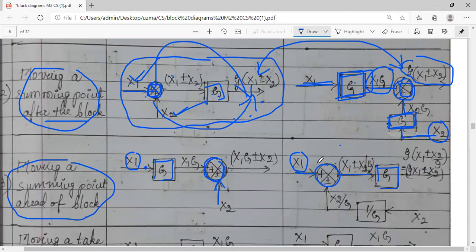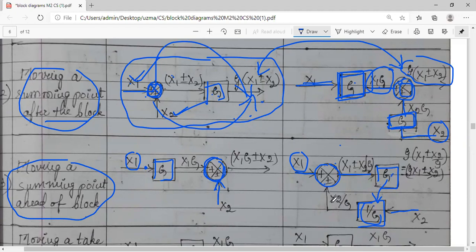But where is our summing point? It is before the block. So when I'm adding x2, what should I do? It should not be directly connected to the summing point, but it should be passed through a block which is having the gain 1 by G. Whatever gain is present here, you have to take its reciprocal.